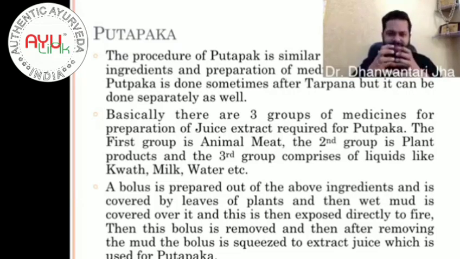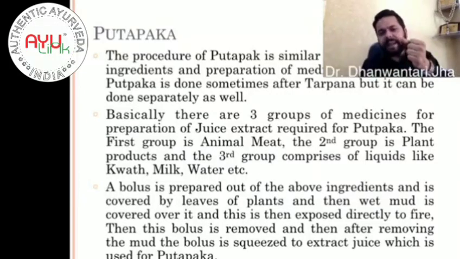What we do is a bolus is prepared, we make laddus, right? So a similar bolus is prepared out of these three groups of medicines, and then leaves of plants like vat or ark are covered over it, and then a wet mud is smeared over this, and this ball of mud is kept into fire. And when the medicines are cooked properly, we remove the mud, remove the leaves, and squeeze. When you squeeze this, a certain type of juice is extracted, and this is used for medicine as Puttapak.